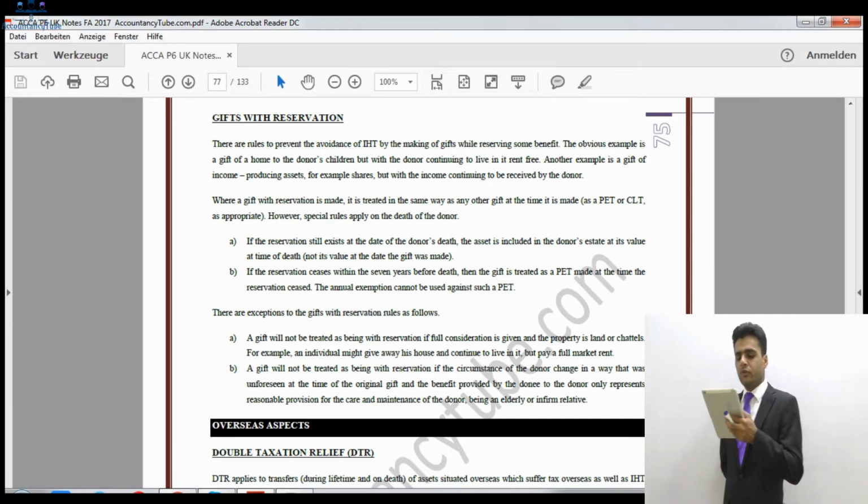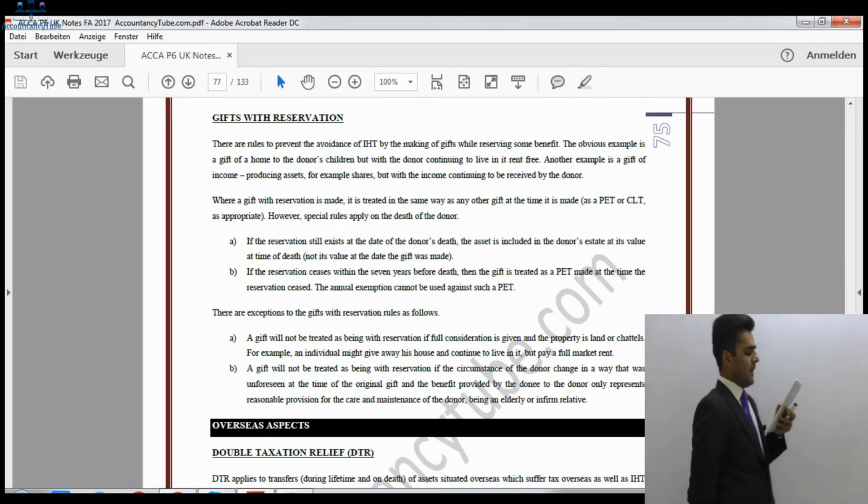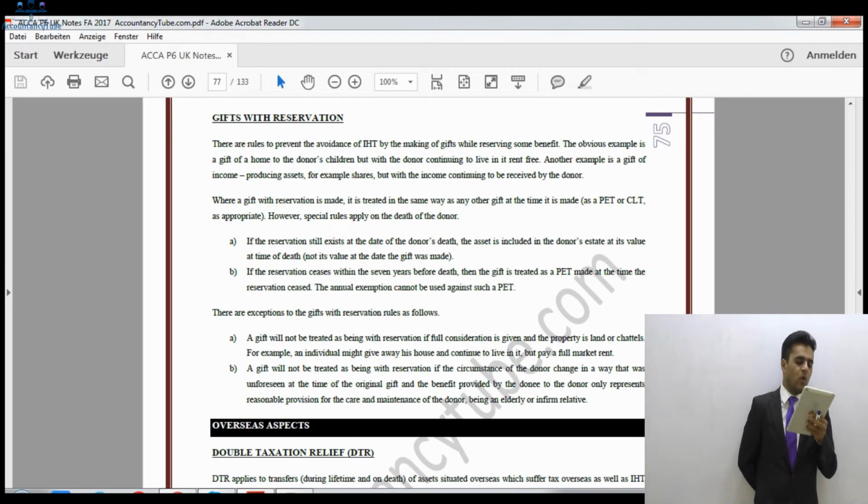Now there are certain other rules as well. Let's read it. There are rules to prevent the avoidance of IHT by making a gift while reserving some benefits. The obvious example is a gift of a home and then continuing to live in that house. Right, and after that it says where a gift with reservation is made, it is treated in the same way as any other gift, so it will be either a PET or a CLT. However, special rules apply on the death of the donor.